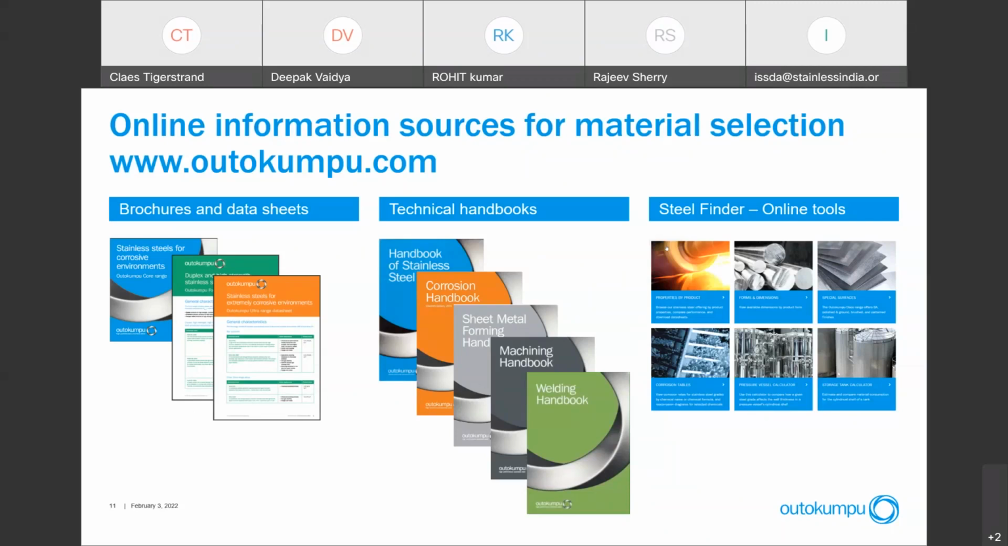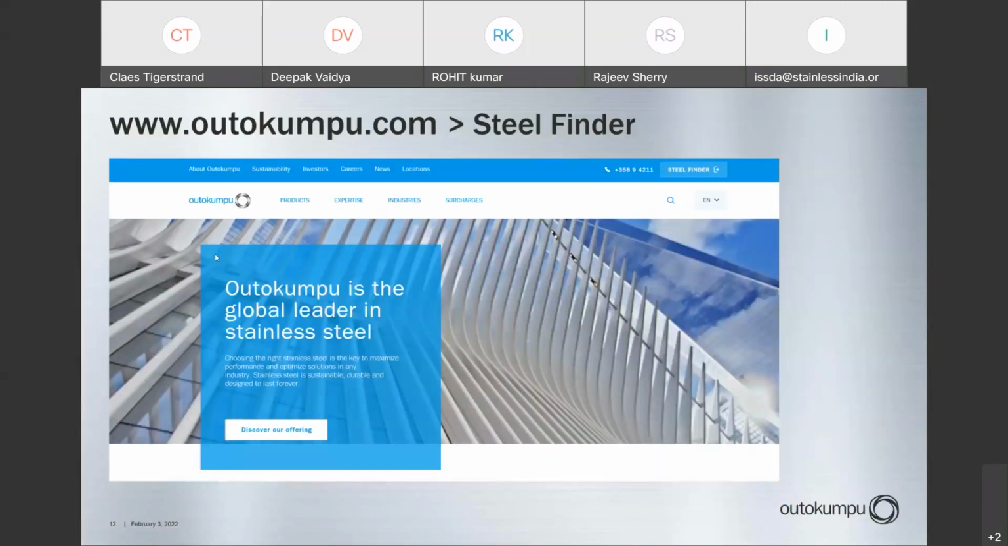We will mainly focus here on the content of the corrosion handbook in this session. But don't worry if you don't have access to those handbooks. A lot of the information is actually available online from what we call the Steel Finder that I will showcase here today. I have only taken screenshots from our website to make sure we can follow the content instead of going live. Up in the top right hand corner, you have the Steel Finder.